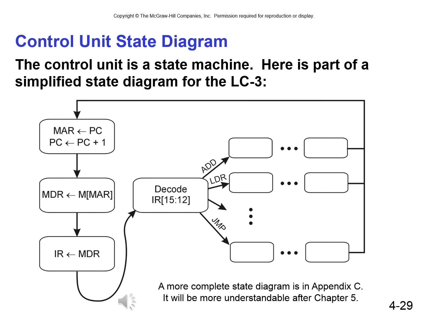There's a more complete state diagram in Appendix C. And as noted here, it'll be much more understandable after Chapter 5, when we start to actually drill down and dissect each of these machine language instructions.